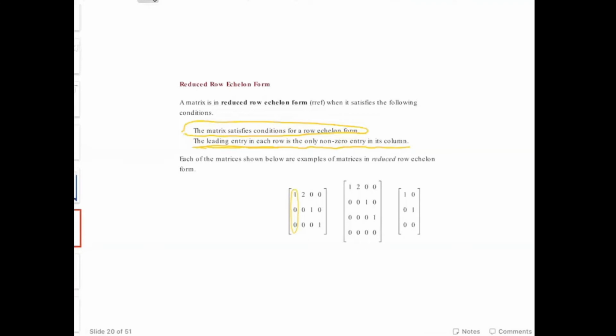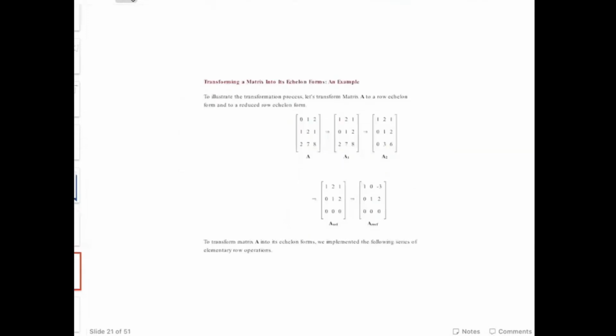It's mainly for this row here, where we see the lead entry is 1, and within that column it should be the only non-zero element. The same is for this one here, with a single lead entry, and this also should be the only non-zero element. Let's take an example now.